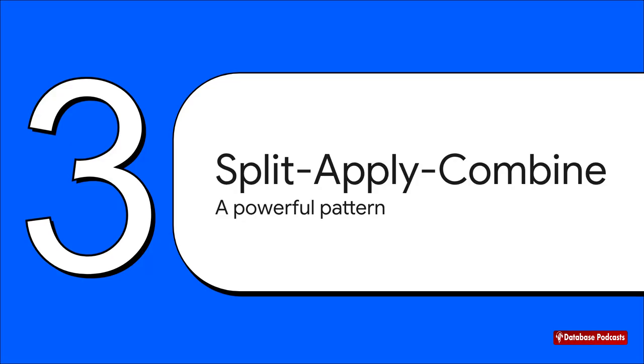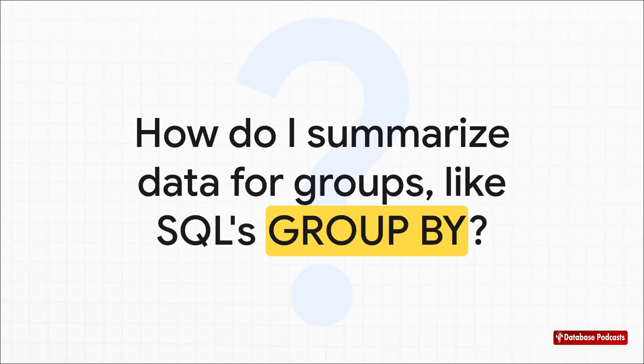Okay, we've got the building blocks down. Now, let's get to the fun part, the core strategy for actually summarizing data in R. And let me tell you, this three-step pattern is one of the most powerful ideas in all of data analysis. Seriously. And this is the million-dollar question, right? This is all great, but how can I summarize data for different groups? I'm thinking of something like SQL's group by. If you come from SQL, you live and breathe group by. So how do you do it in R?